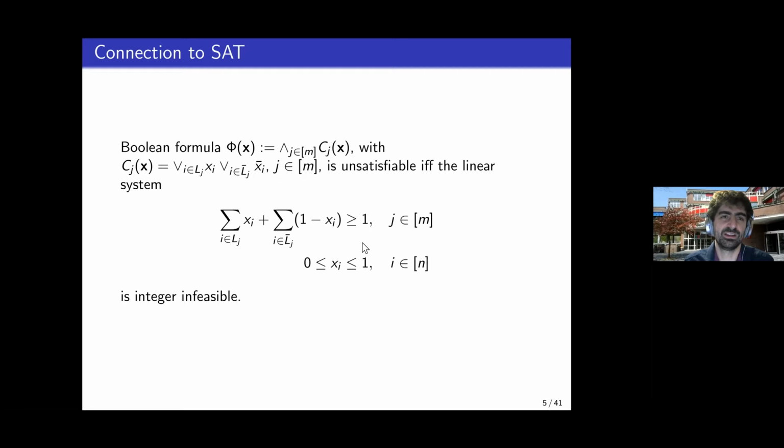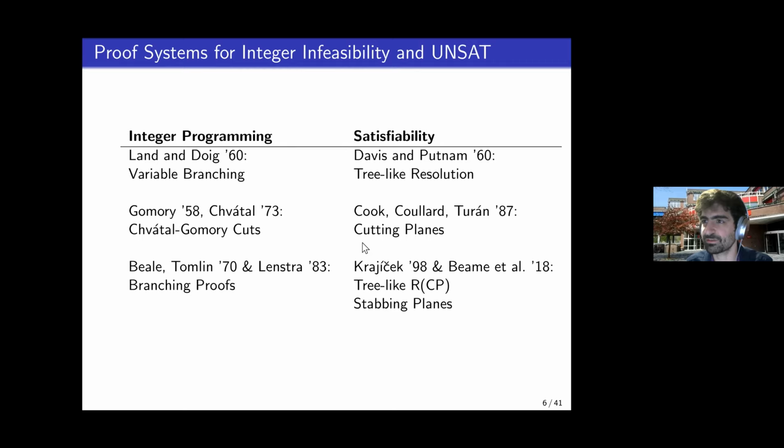So just to make clear, because I'm speaking, I guess, more to the SAT community today, that you can obviously write SAT as an integer program. There is an obvious translation between SAT clauses and linear constraints, which you see here on the slide. And so if you can prove integer infeasibility of general polytopes, you can also prove that a SAT formula is unsatisfiable, right? So these problems have very similar complexity. And so that's an obvious connection. And in fact, proof systems for integer infeasibility and proof systems for unsatisfiability have followed a very parallel track. Things kind of happened simultaneously.